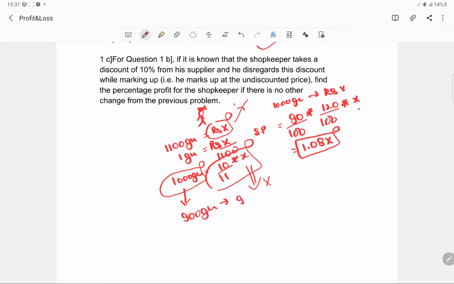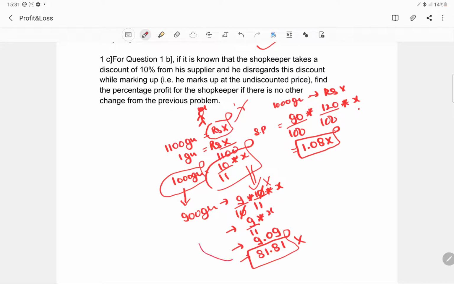So this was also equal to 9 by 10 of 10 by 11 into X, so this is 9 by 11 into X. And 1 by 11 is nothing but 9.09, and if you do 9 into that, it is like 81.81. So actually the 1 kg, after cheating and all, actually cost him 81.81 of X, and he ended up selling it for 1.08.